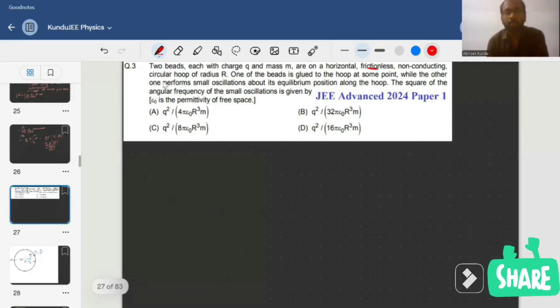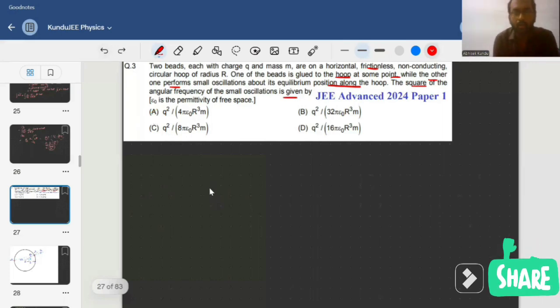Two beads, each with charge Q and mass M, are on a horizontal frictionless non-conducting circular hoop of radius R. One of the beads is glued to the hoop at some point, while the other one performs small oscillations about its equilibrium position along the hoop. The square of the angular frequency of the small oscillations is given by option A, B, C, D.